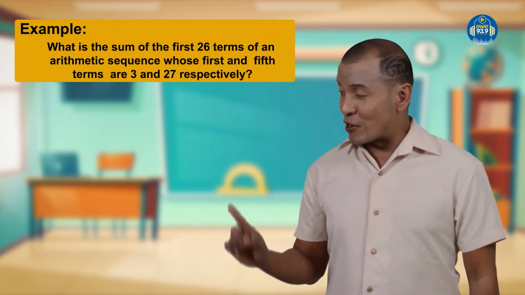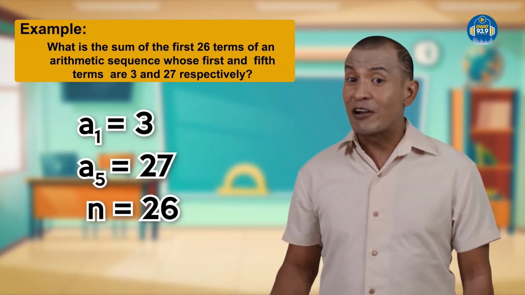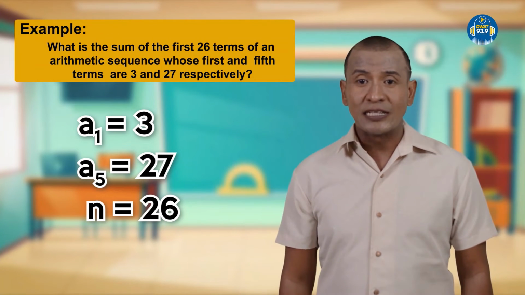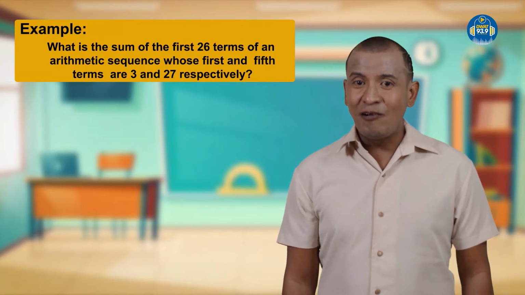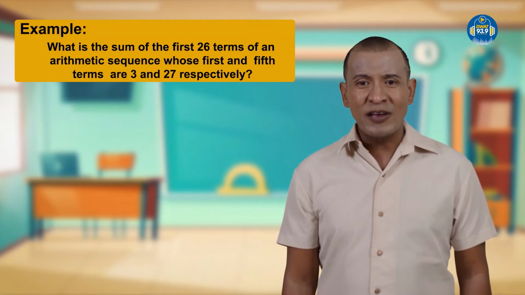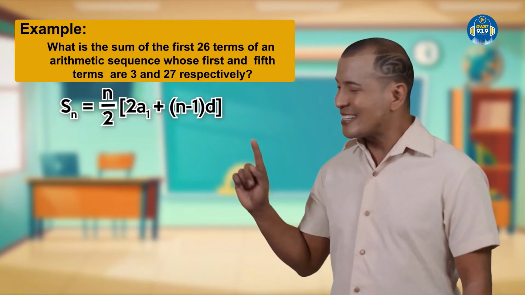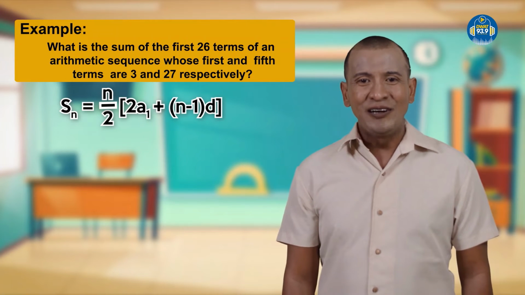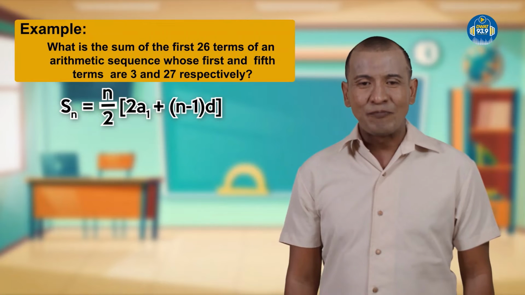The last term of the sequence is not provided, so simply make use of the data available. First term, a sub 1 equals 3. Common difference, d equals 6. And number of terms, n equals 26. Now, let us use the formula for an arithmetic series, that is S of n equals n over 2 times 2 times a sub 1 plus n minus 1 times d.